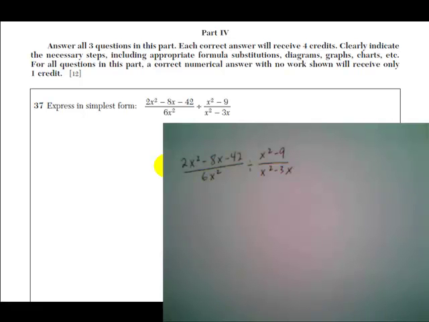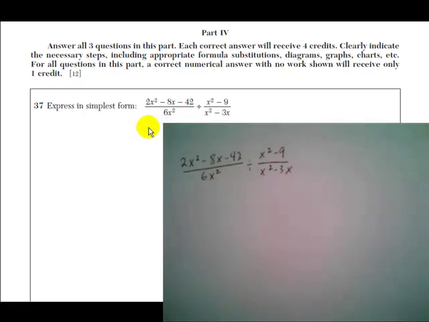All right, with question 37, we've entered into part 4. So you'll notice that these part 4 questions are worth more and require a little bit more work. So we need to express this big rational expression in simplest form. Okay, so there's going to be a lot of factoring going on, and I'm going to try to do a bunch of steps at once.